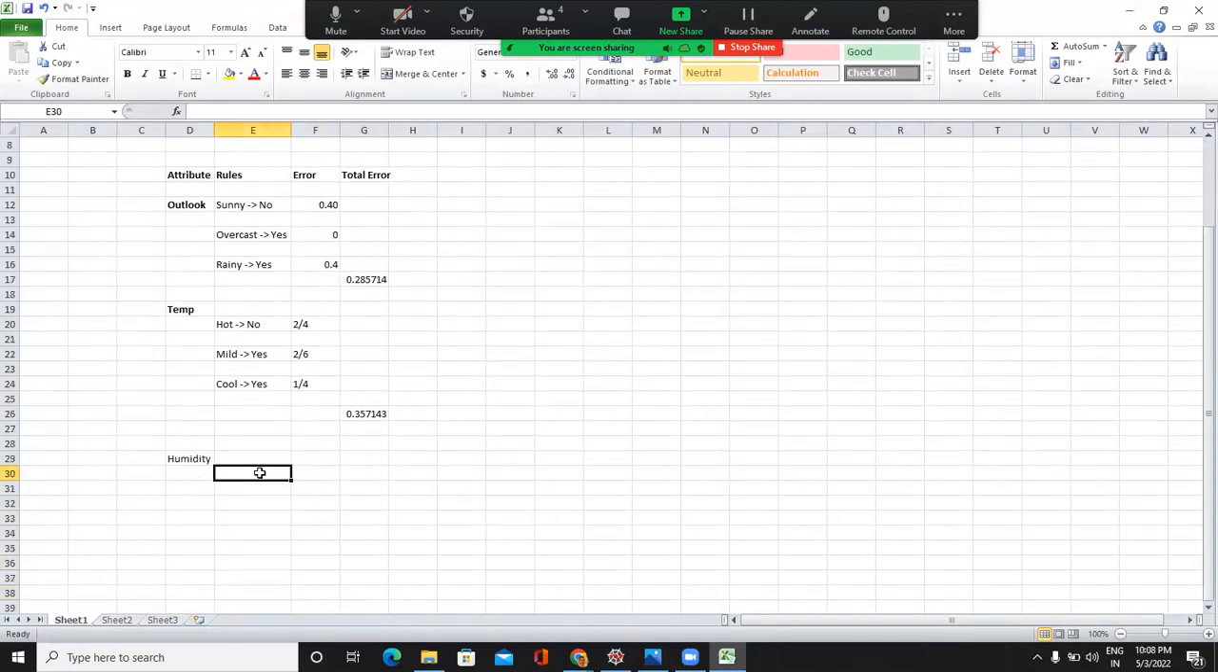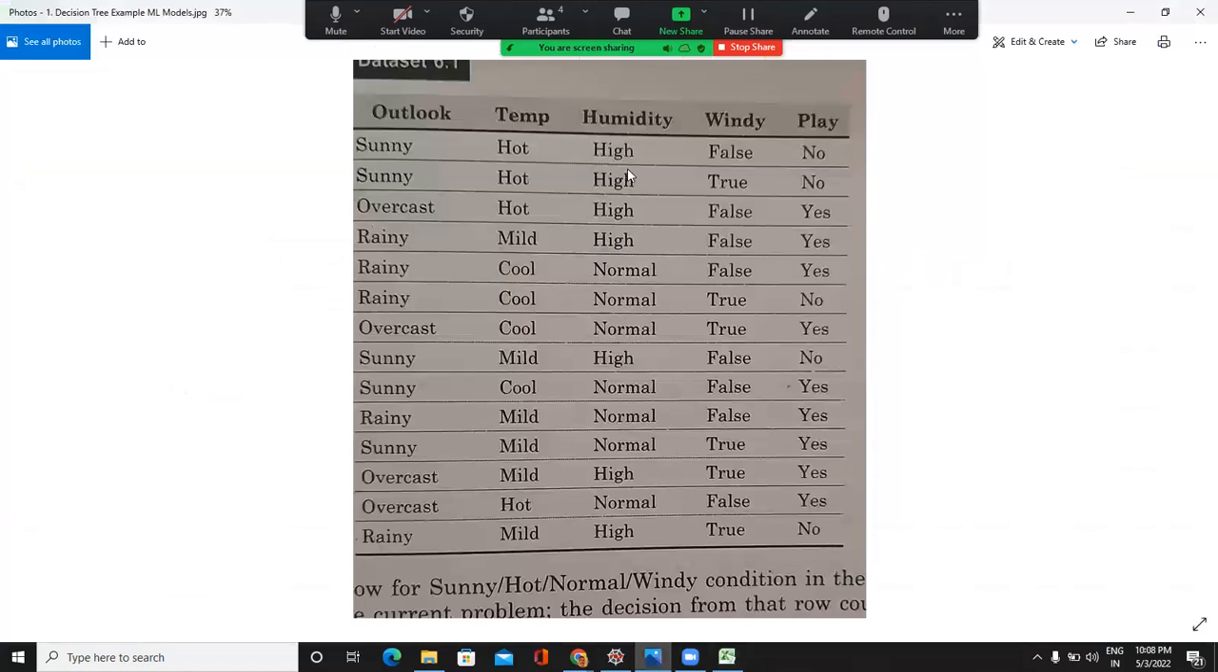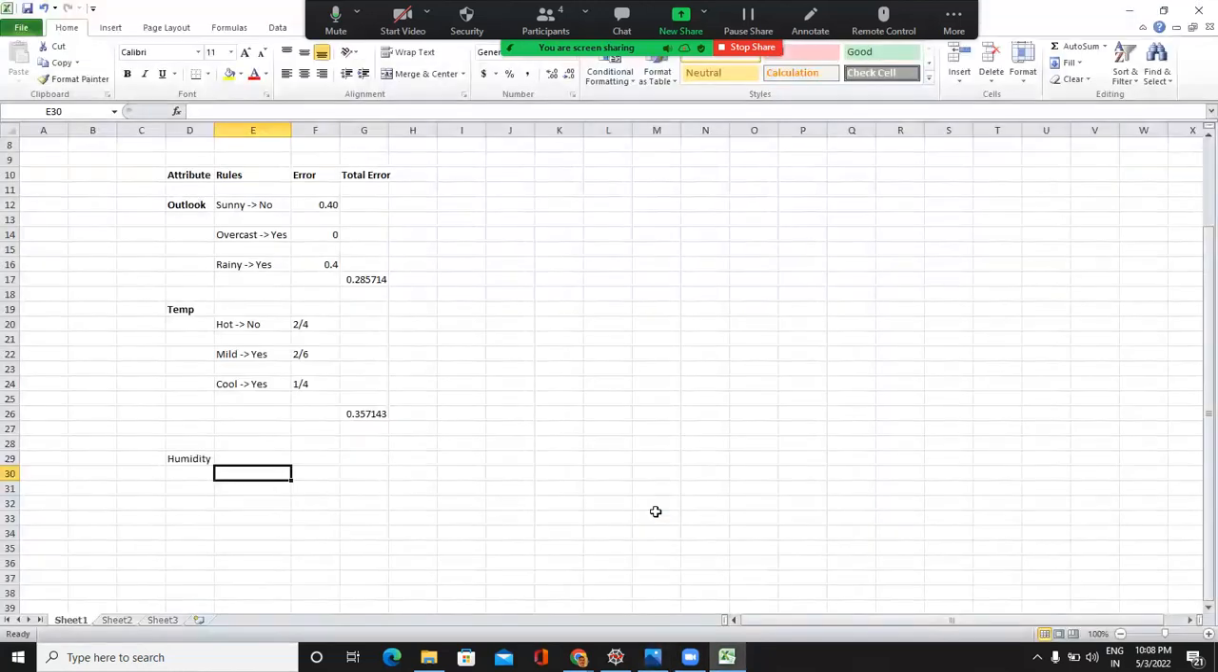So humidity, how many possibilities are there? High, normal. So there are only 2 possibilities. So let us take high.